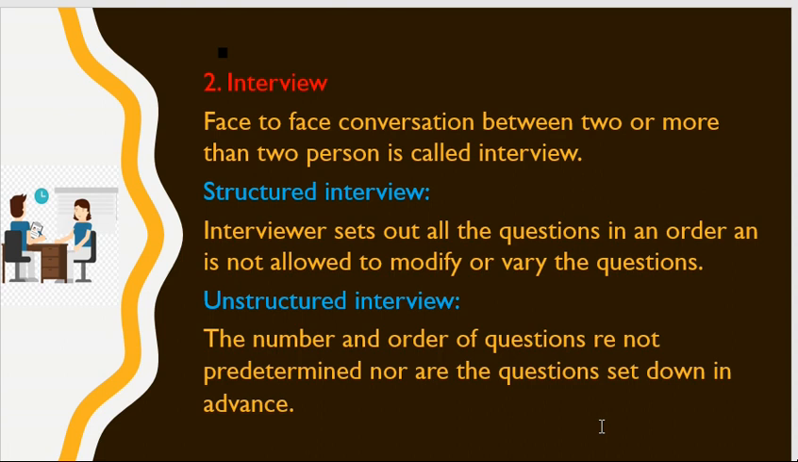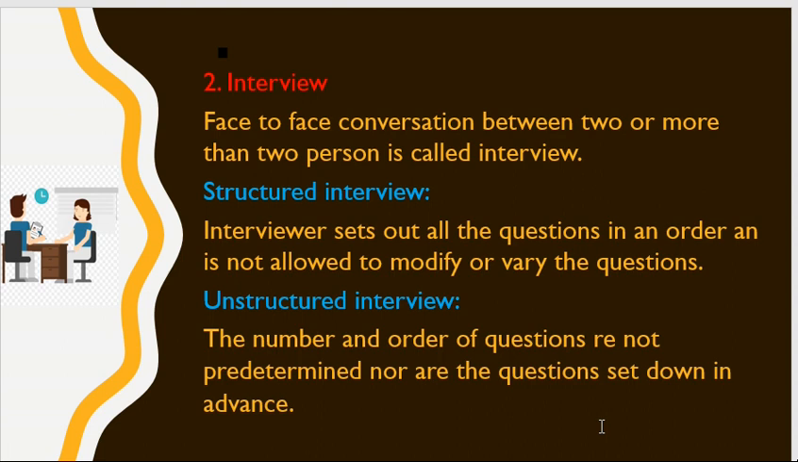Usually an interview is conducted in either of the two following ways: structured interview or unstructured interview. In a structured interview, the interviewer sets out all the questions in an order and is not allowed to modify or vary the questions. A structured interview is already a pre-planned interview in which the interviewer sets the questions before the interview, and he is not free to ask questions other than those planned questions.